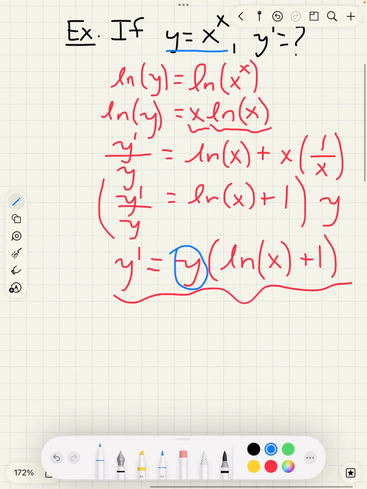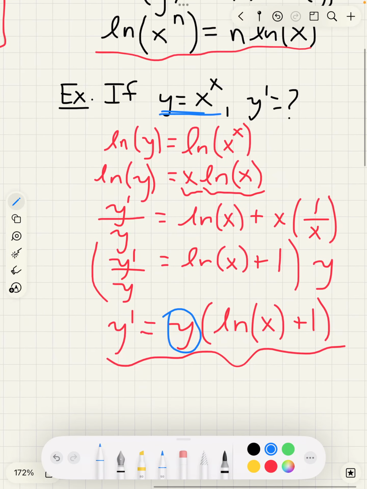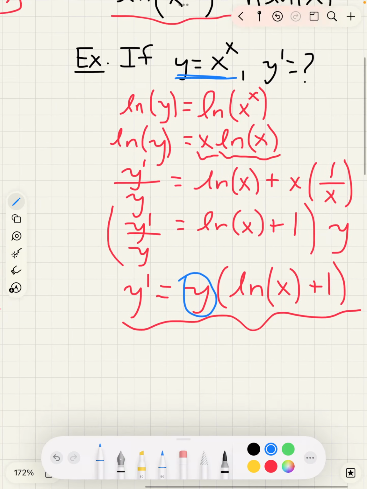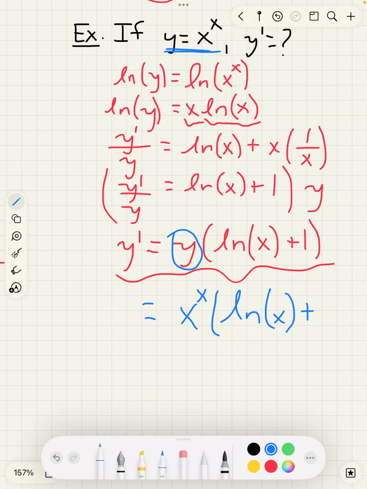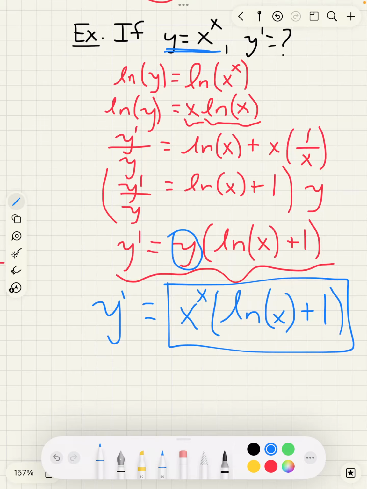So if I do that, if I just replace y with x to the x, I get an answer that is completely in terms of x. So my derivative, y prime, or also known as dy dx, is equal to x to the x times the natural log of x plus 1. And there we go. We used logarithmic differentiation to get that answer.